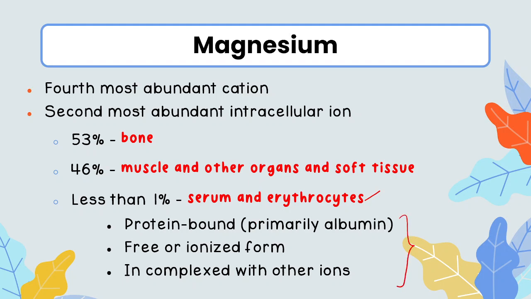Your magnesium can be protein bound, and as usual, primarily to albumin. It can be free or ionized, or it can be in complex with your other ions. So it can be in complex with your phosphate, with your citrate. These are just some examples of those other ions it can complex or bind with. So, of course, same with your calcium, kids, the free or ionized form is the active one.